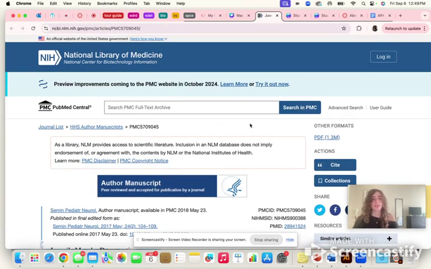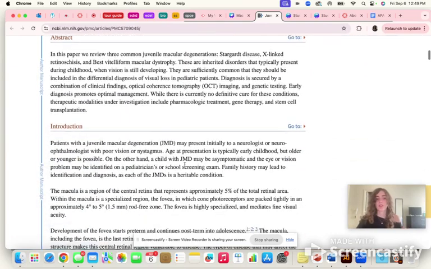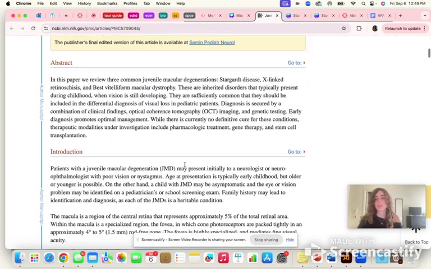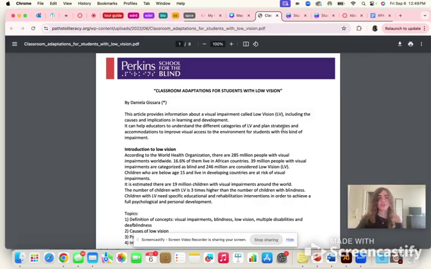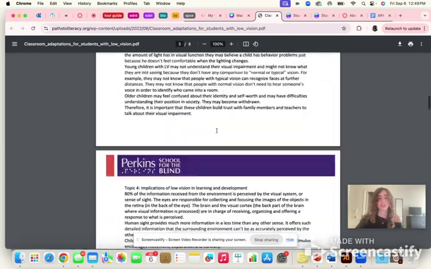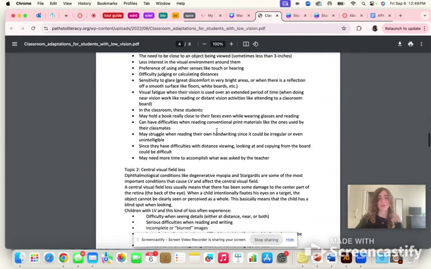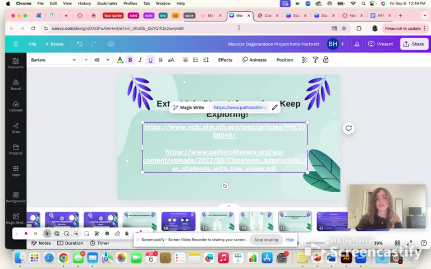This first one is just about juvenile macular degeneration. So this is just delving deeper into those diseases that we talked about, specifically Stargardt and Best's. And then this second link right here just includes some more accommodations for students with low vision. It's actually a very in-depth article about it. So this is great for teachers to use if they're looking for more ways to help those students.